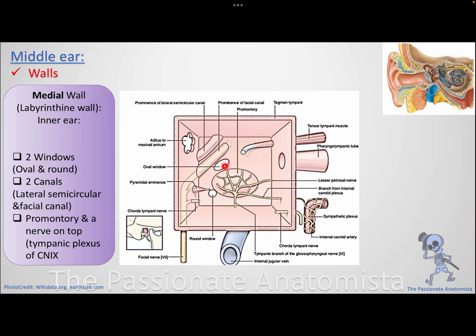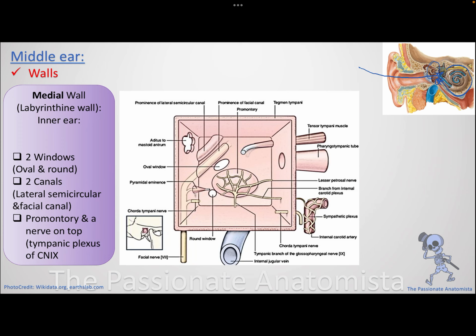Now, what about the windows? You have the oval window and you have the round window. This is where you take the sound waves all the way to the inner ear, get them processed inside, and they come back to push against the round window. So it enters from the oval window and it bulges into the round window. All right, so basically, this is the communication between the middle ear and the inner ear, because this is the medial wall. This is my door to the inner ear. So it makes sense that it is related to the oval window and the round window.